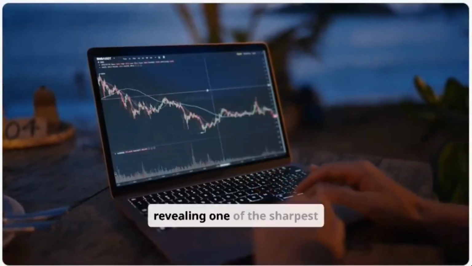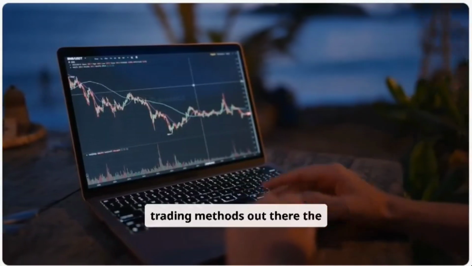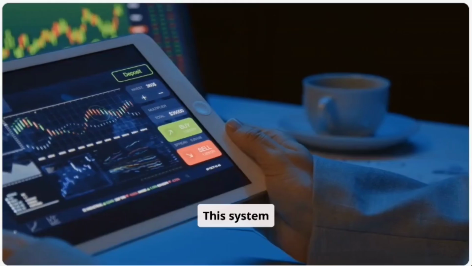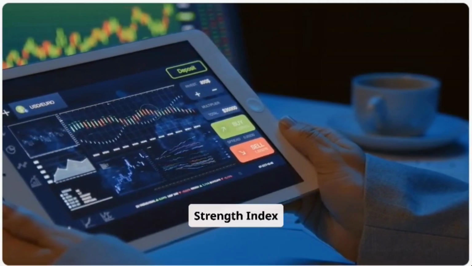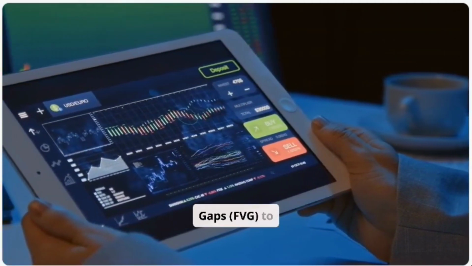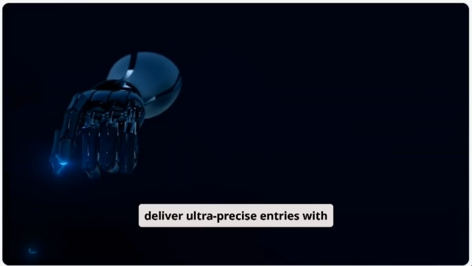In today's video, I'm revealing one of the sharpest trading methods out there, the sniper entry strategy. This system combines smart money concepts (SMC), relative strength index (RSI), and fair value gaps (FVG) to deliver ultra-precise entries with up to 99% accuracy.